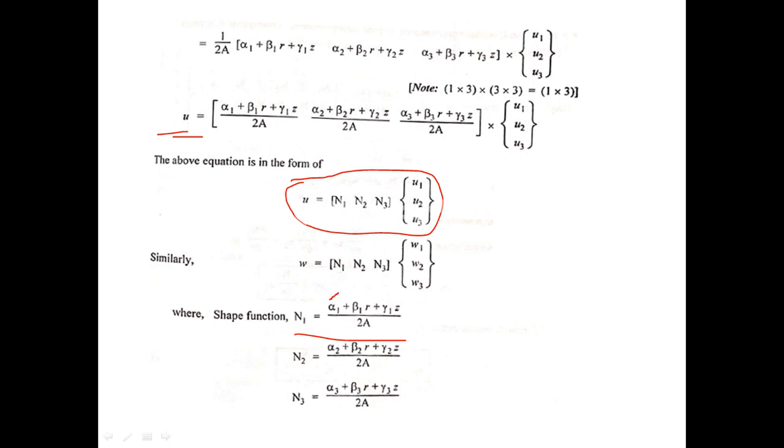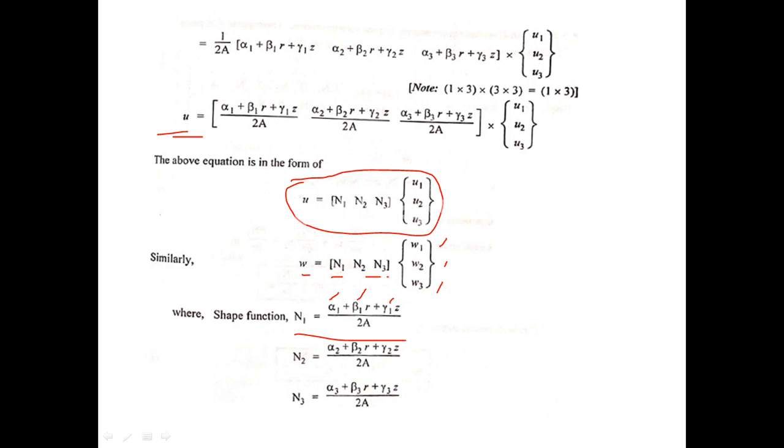So finally we will get it as u equal to, the coordinates are r and z, so that u of r comma z, w of r comma z is equal to [N1 0 N2 0 N3 0; 0 N1 0 N2 0 N3], which is multiplied with u1 w1 u2 w2 u3 w3. So that's the logic behind here, my dear sir.